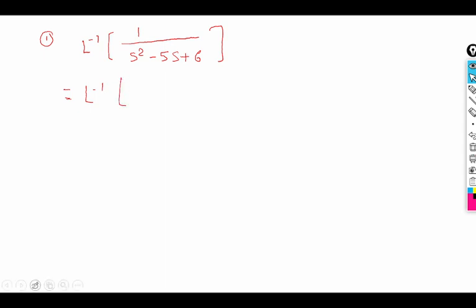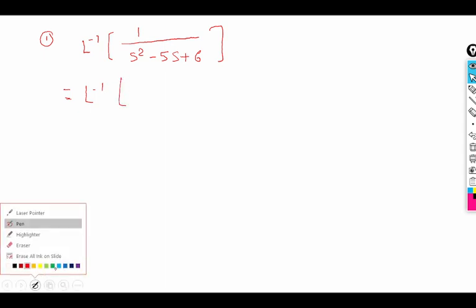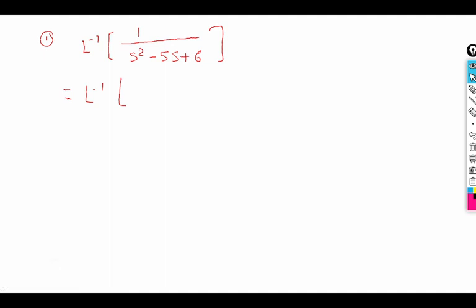So I will start the solution. L inverse of 1 upon the factors of the denominator, s minus 2 and s minus 3. The next step is the partial fraction. What is the case we are coming across? We have linear and distinct factors in the denominator.